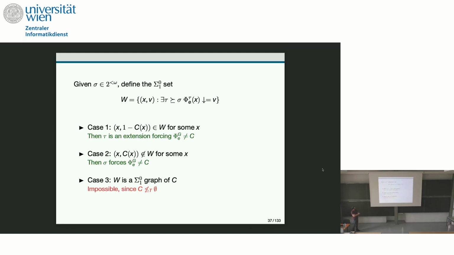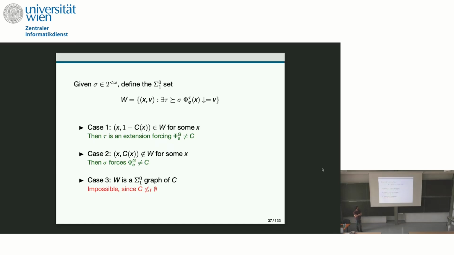In the second case, there exists an input so that the good pair does not belong to the set W, which means that whatever the extension, you will never be able to halt and output this value. So sigma already forces either phi_e of G to be partial on x, or to later halt on a wrong value, but in any case, it forces phi_e of G to be different from C. So in this case, we don't even need to take an extension. Sigma already forces the diagonalization, so sigma already belongs to the set D.